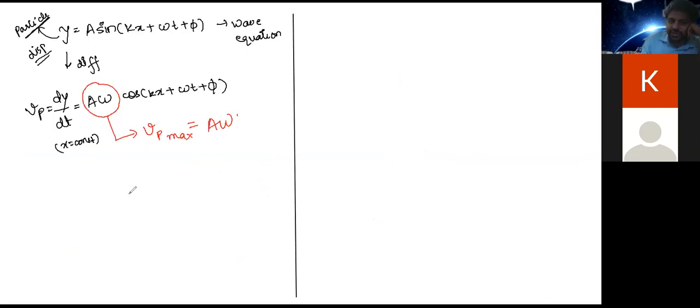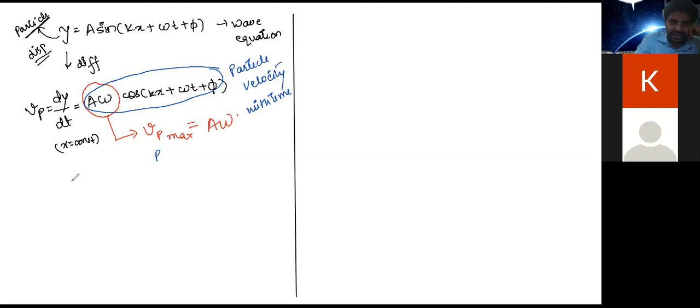So class, these are two different terms. Very important for you all to understand the difference. This entire term is telling me the variation of particle velocity with time, whereas this term is telling me the maximum particle velocity. Very, very important to understand this.